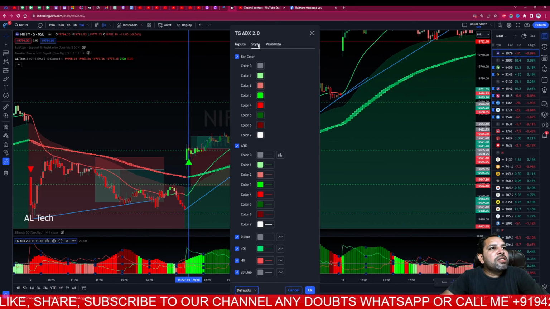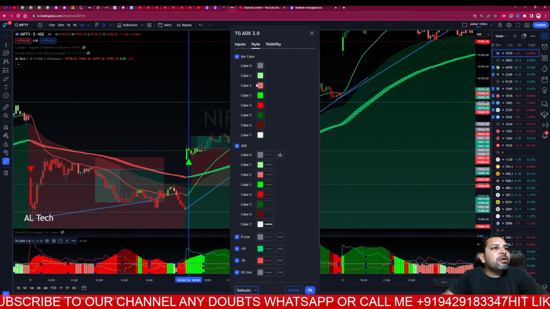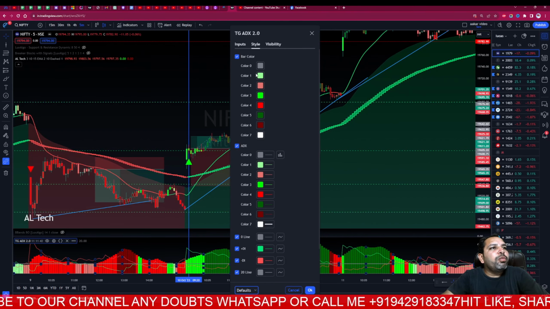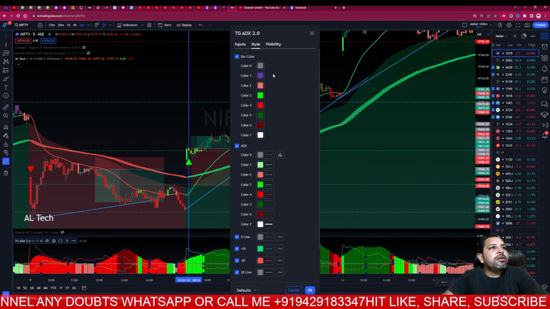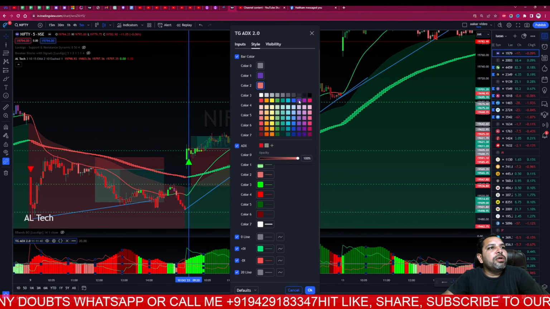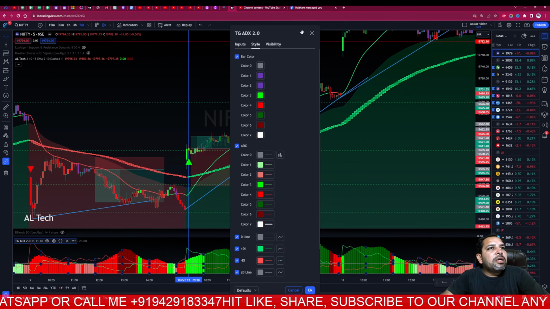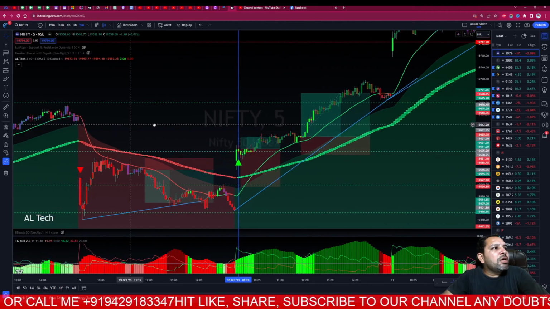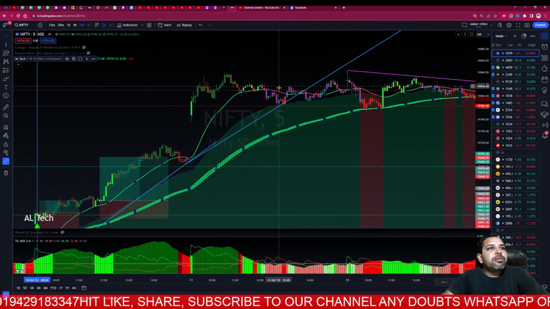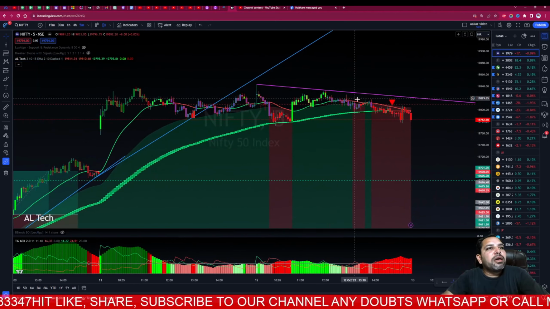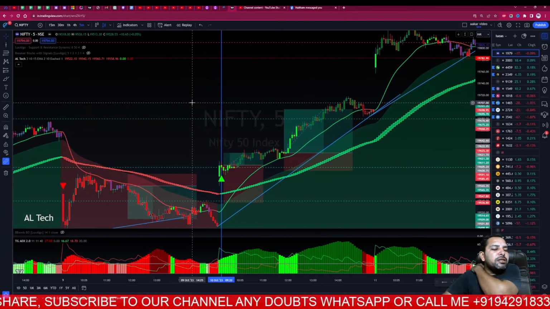You have to go to the style section. You can see these two colors. This color one, you have to change into purple, and this color two into purple. Why? Purple color will show on the chart that it indicates a consolidation market, a sideways market. So in that duration, you do not have to enter any specific trades.